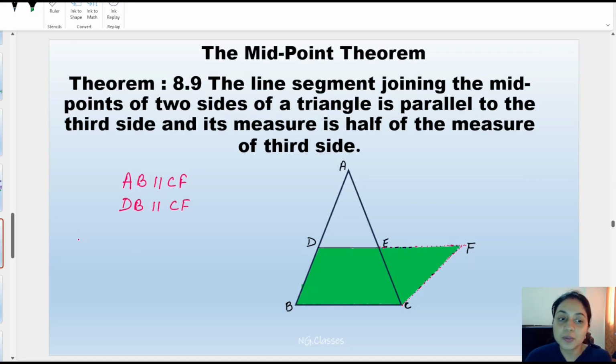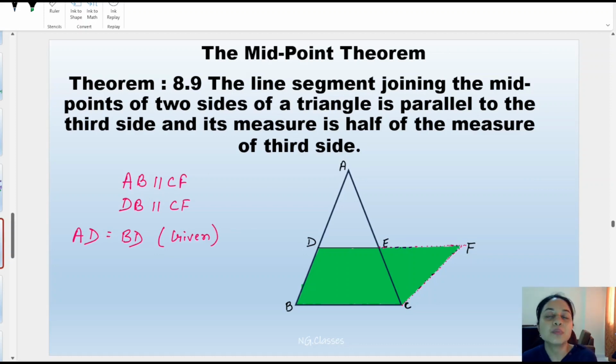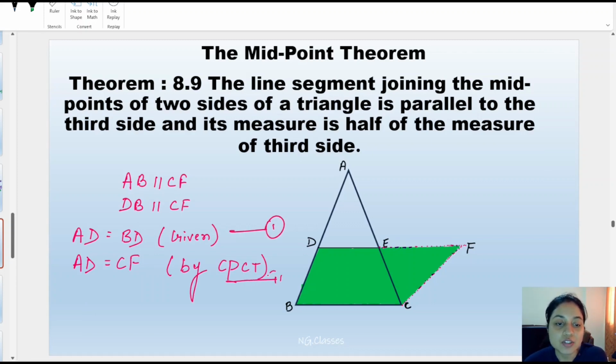And we also know that AD is equal to BD, already given in the theorem. And from corresponding parts of congruent triangles, we have also got that AD is equal to CF by CPCT, which we got earlier. Since AD is the same as BD and AD is also the same as CF, therefore, from 1 and 2, BD is equal to CF.